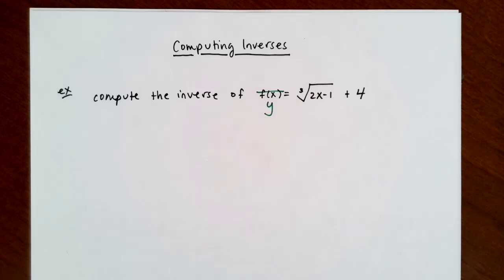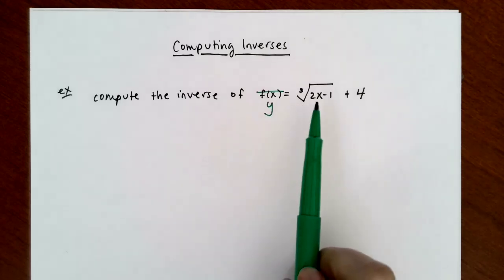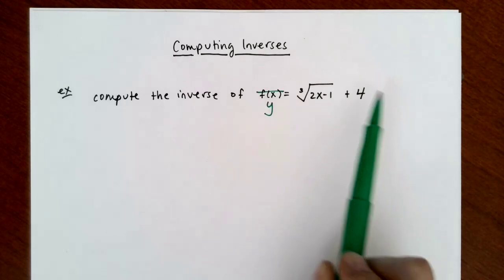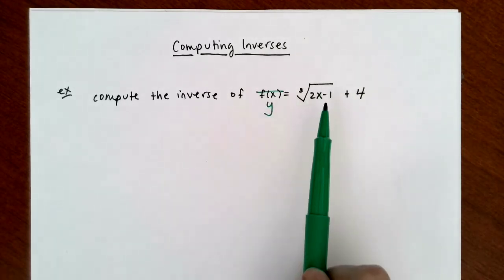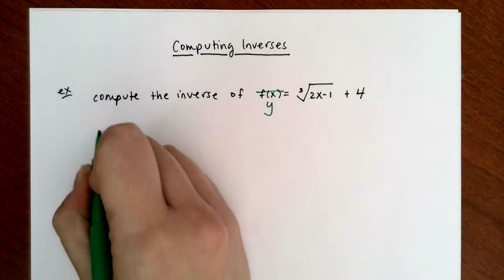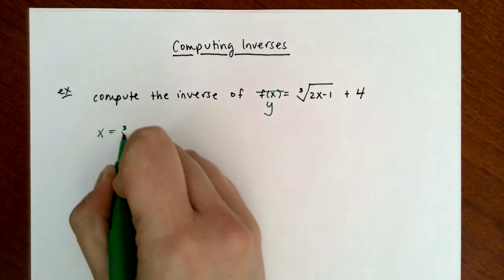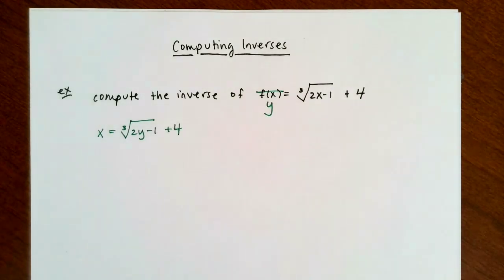All right, so the second step is always to swap all the y's to x's and swap all the x's to y's. So in this particular example, there's only one x and one y, so they're going to trade places, and that's what makes it the inverse. And the next example will have more than one x that turns into a y. All right, so I have x equals the cube root of 2y minus 1, and then the plus 4 is outside of that cube root.